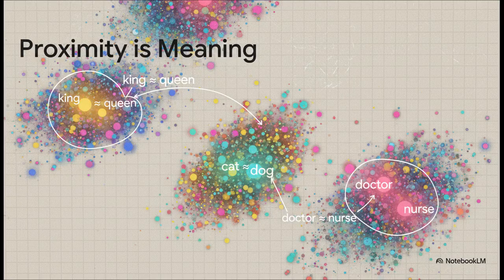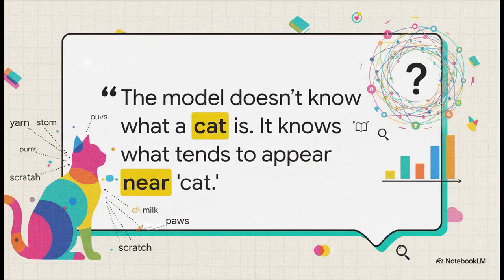And on this crazy map, distance literally means something. Proximity is meaning. Words that are used in similar ways in all the text it's read just naturally cluster together. So king ends up right next to queen. Cat is in the same neighborhood as dog. Doctor is close to nurse. The model isn't retrieving facts, you see. It's just navigating nearness. And this brings us to a really powerful idea, summed up perfectly in this quote.